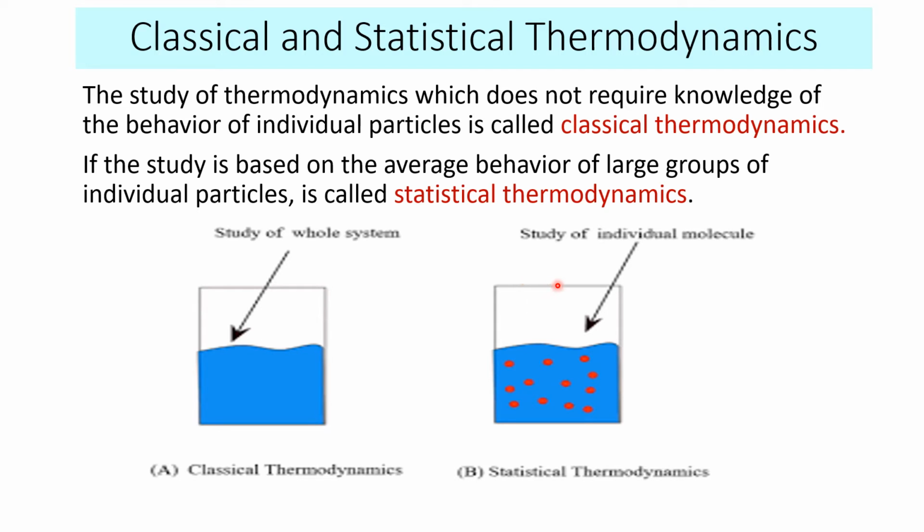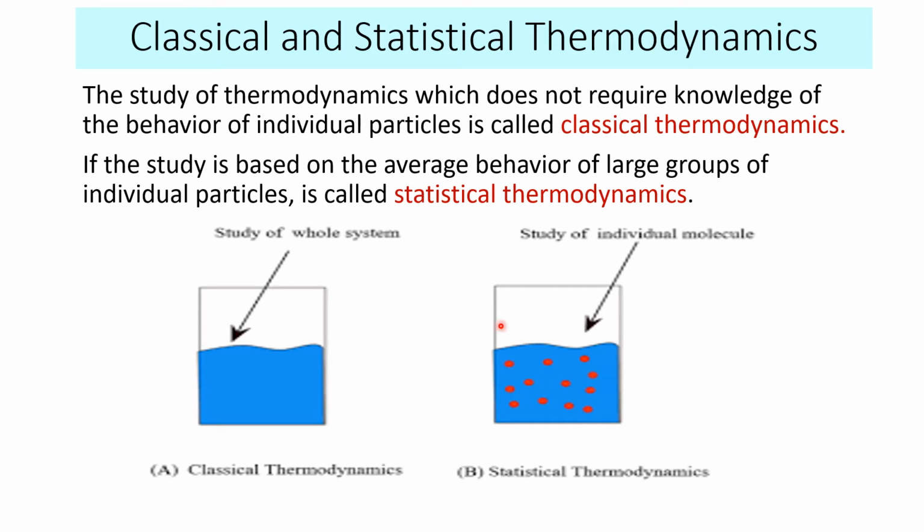Statistical thermodynamics is the study which is based on the average behavior of large groups of individual particles. If we want to measure the pressure of the gas in the container, we are going to study the average behavior of the large groups of individual particles. That type of study is called statistical thermodynamics.